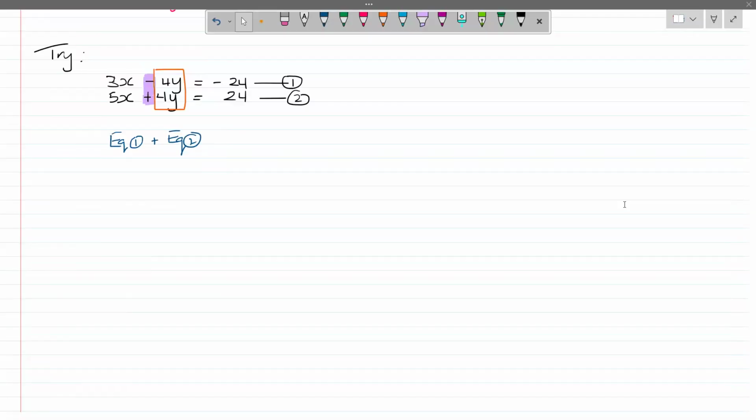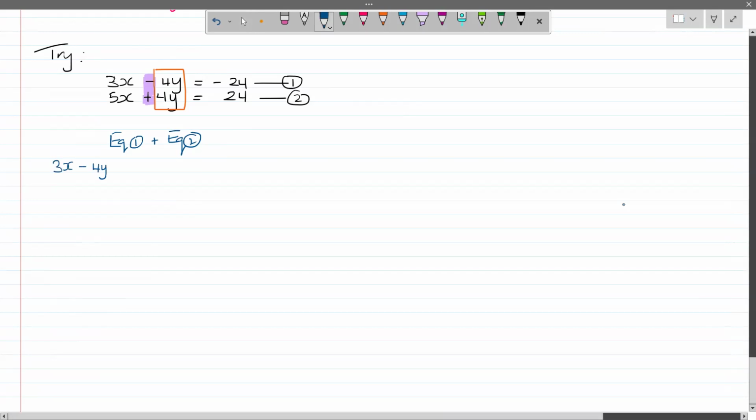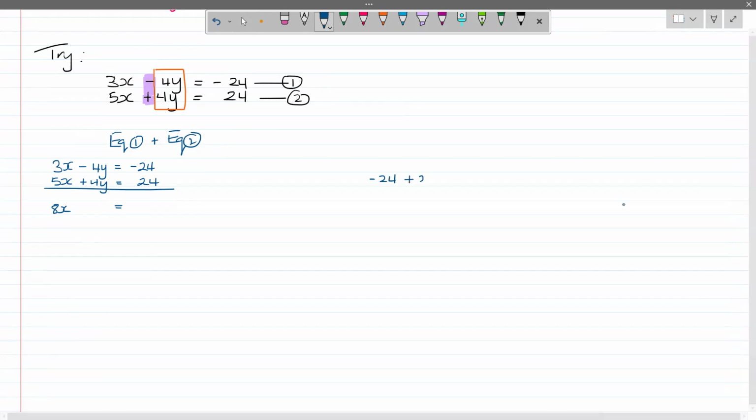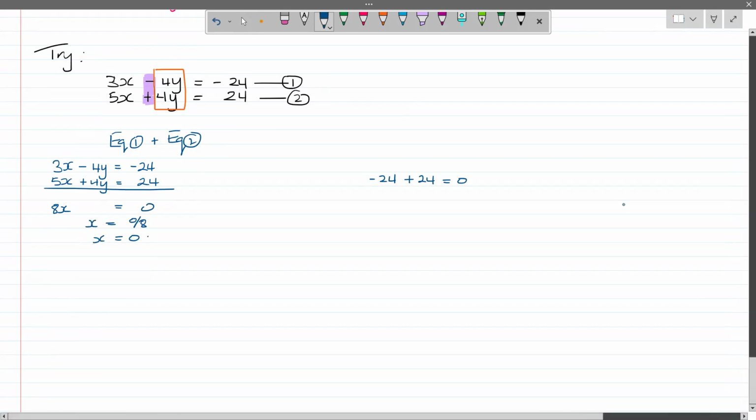All right. Let's look at the solution to this one. So we had to add the two equations, right? So 3x minus 4y is equal to negative 24. Now we have here 5x plus 4y is equal to 24. Now, when we add these together, I'll get 8x here. The minus 4y plus 4y will give me 0, right? Now, the same thing is going to happen with the 24. Minus 24 plus 24 will give me what? 0. So that means x is also 0.